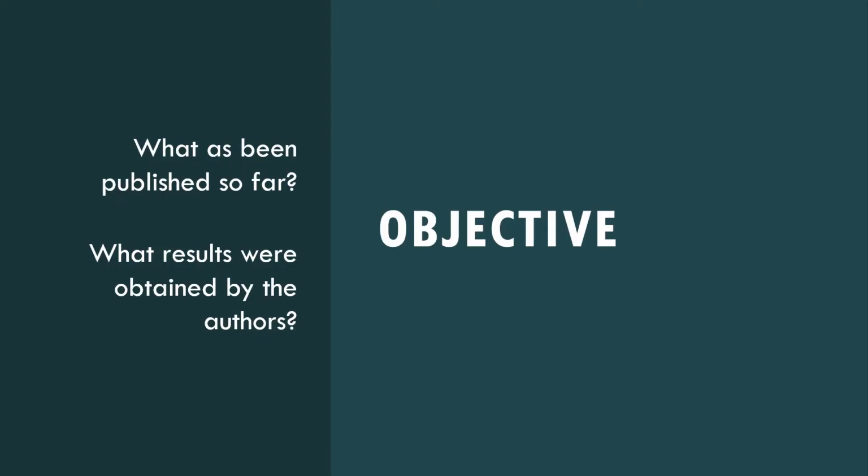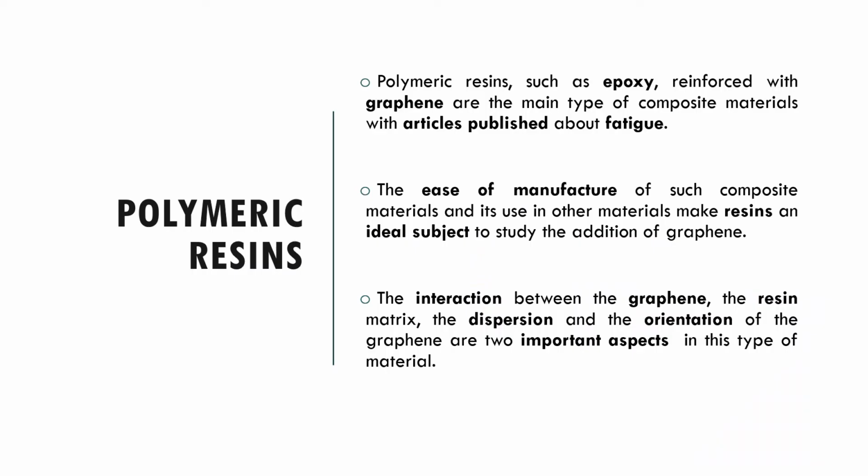Knowing this, the objective of this work was to see what articles about fatigue have been published so far and what results were obtained by the different authors. So, we divided this work by the type of material enhanced with graphene. Of all the materials modified with graphene, the resins are the ones with the biggest number of articles published.